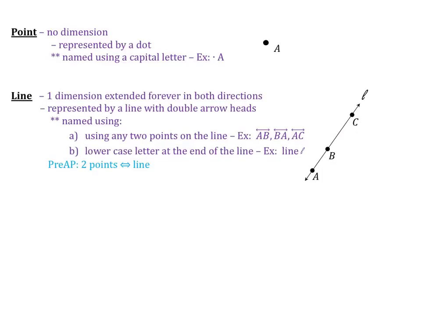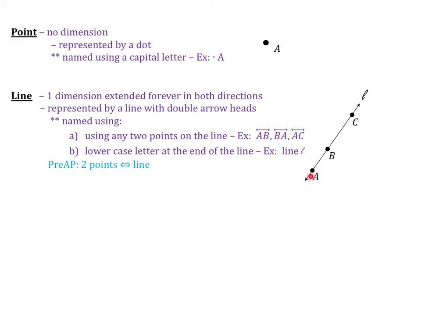Our next term is a line. A line is one-dimensional and extends forever in both directions. Since we can't draw it forever, we represent it by drawing a line with arrowheads on both ends. We have a few options with how to name a line. It can be named using any combination of 2 points on the line.